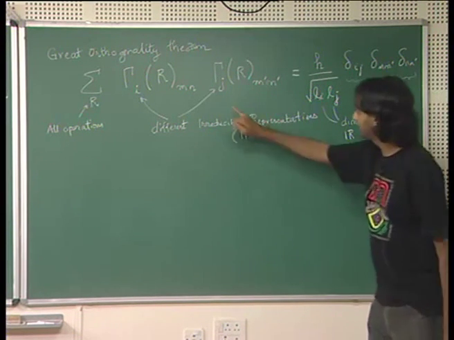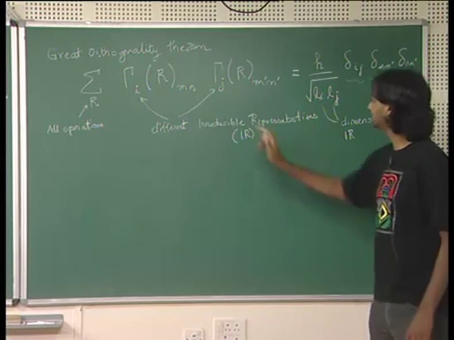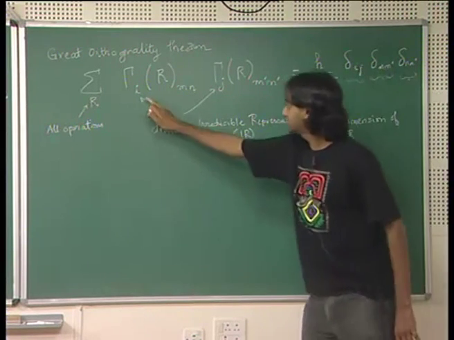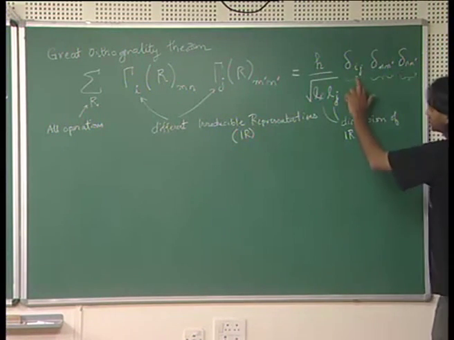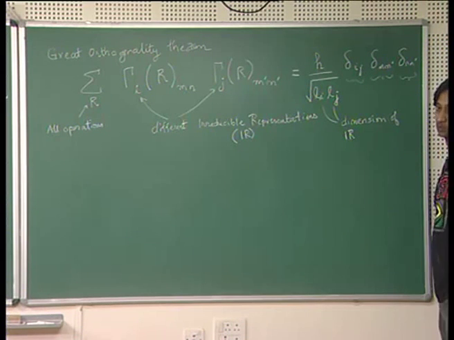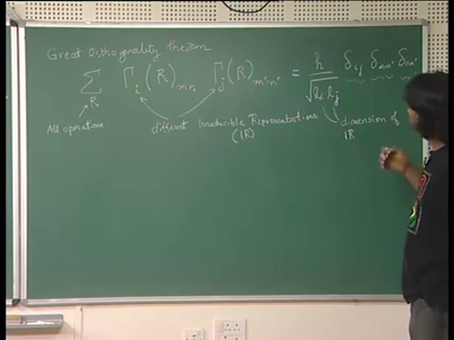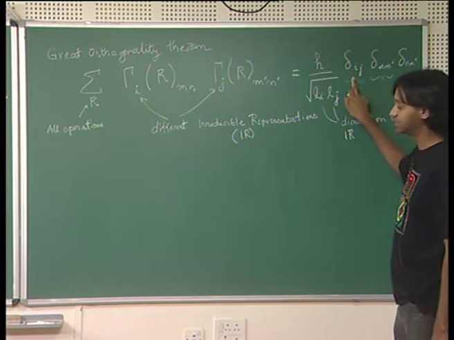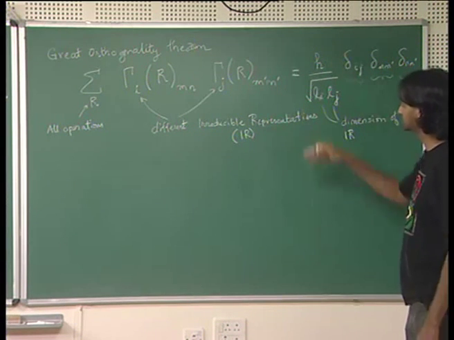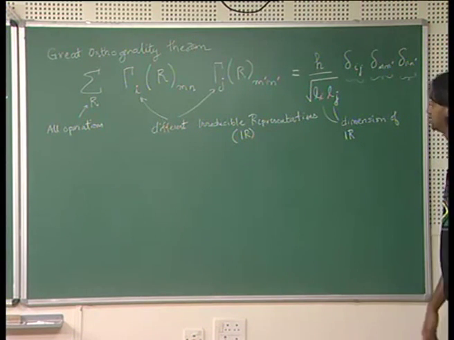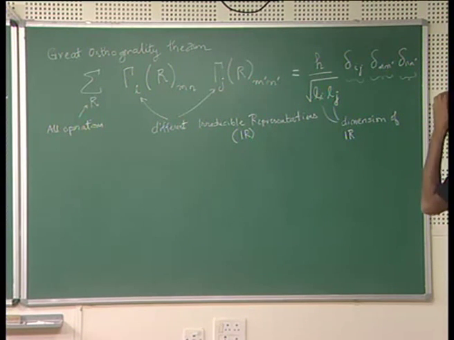Okay. It says that m has to be equal to m prime, n has to be equal to n prime, i has to be equal to j. If these conditions are not satisfied, then the right hand side is 0. Okay. So, each of these looks like an orthogonality relation, and that is why this whole thing is called the great orthogonality relation. In fact, it is a product of these three orthogonality relations.